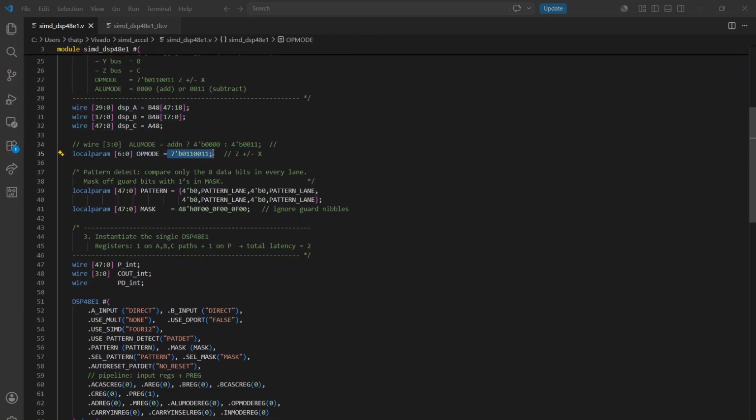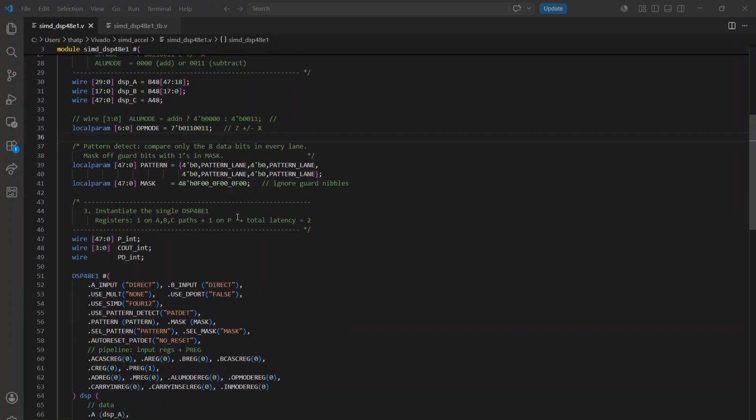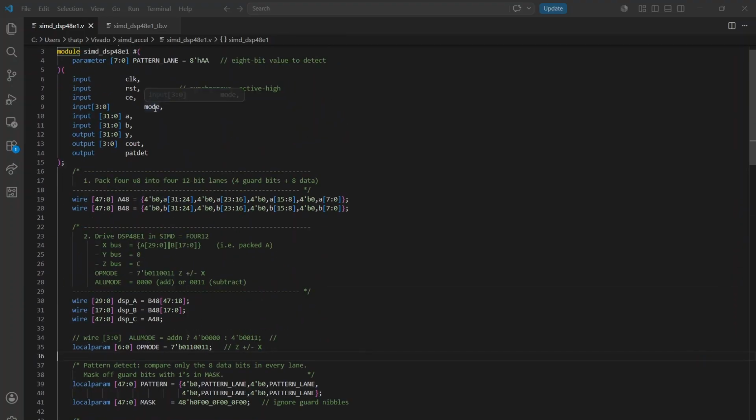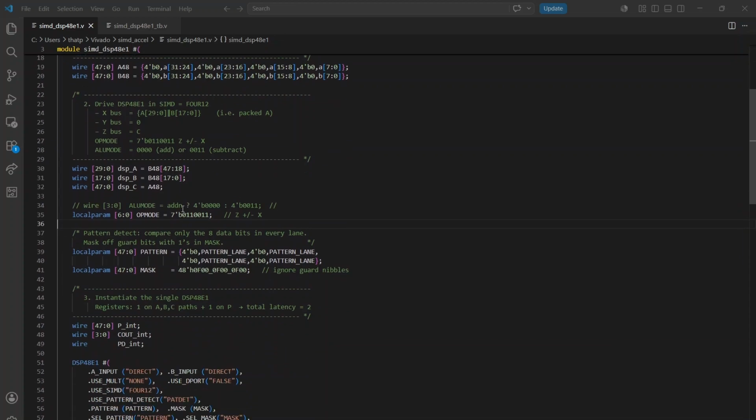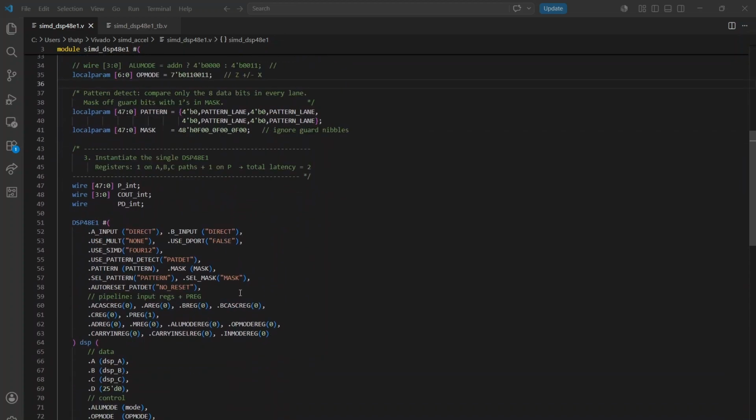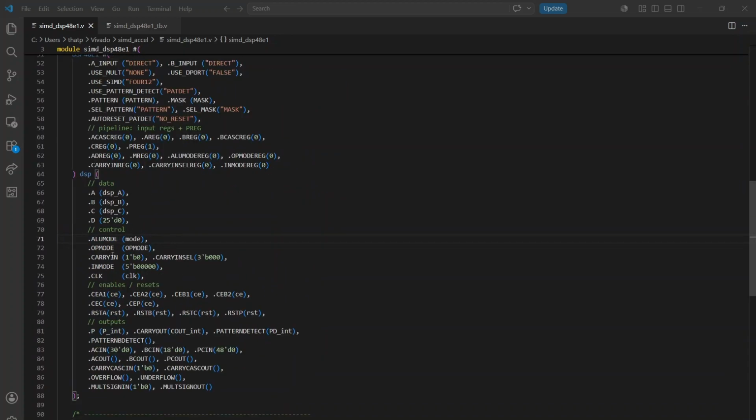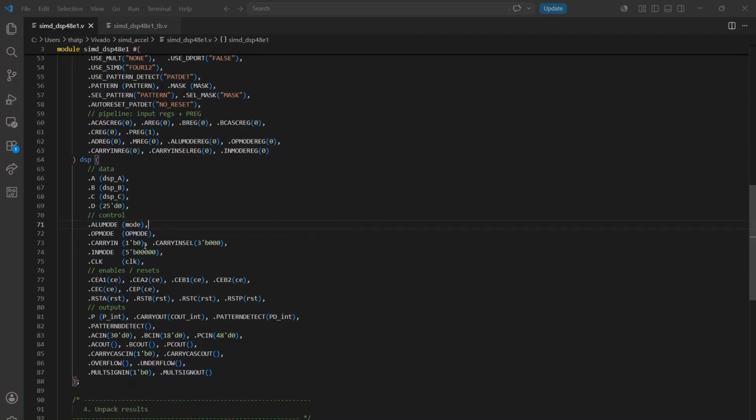I selected this op mode because initially I was doing one that used the X and Y multiplexers, but I realized that that only supports addition. There's no subtraction operation. So I had to change around to this one, which allows me to add or subtract based on a parameter. The mode corresponds to the ALU mode. So that's passed directly into the DSP. So is the op mode parameter up there.